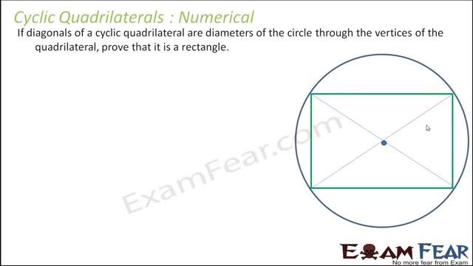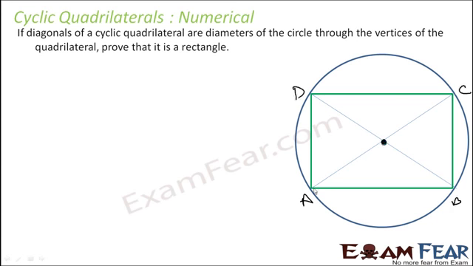The diagonals of a cyclic quadrilateral are diameters of the circle through the vertices of the quadrilateral. Prove that it is a rectangle. It is given that there is a cyclic quadrilateral ABCD and the diagonals are passing through the center, that is, they are diameters. We have to prove that it is a rectangle.